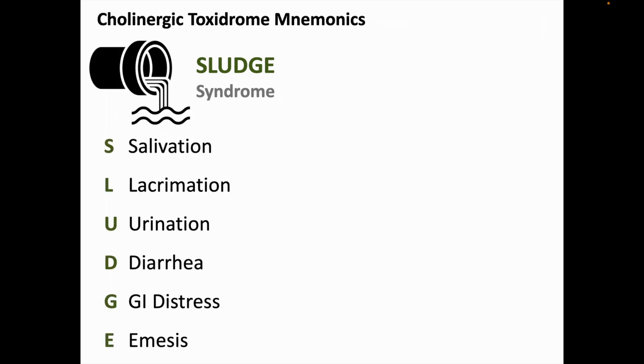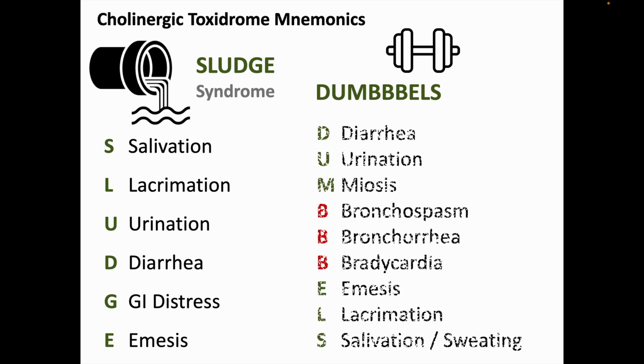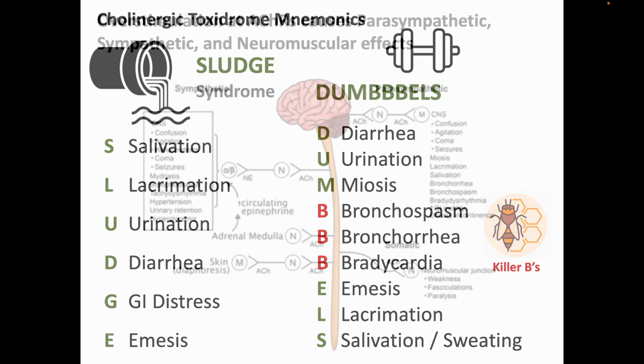We also went over some mnemonic devices to remember components of the cholinergic toxidrome. There's sludge syndrome, and also dumbbells, which mostly rearranges the letters from sludge, but also includes bronchospasm, bronchorrhea, and bradycardia, the killer bees. The other signs and symptoms might be noted clinically, and they might be distressing to the patient, but it's the killer bees that are the most potentially life-threatening effects. You need to breathe and oxygenate, and you need to maintain cardiac output, or the patient may die.